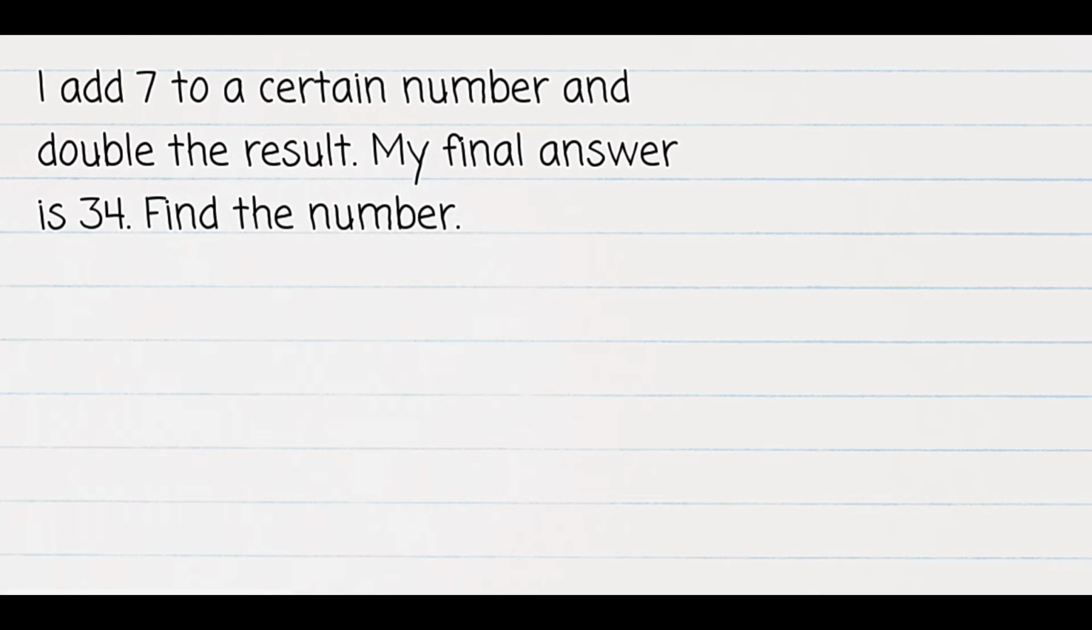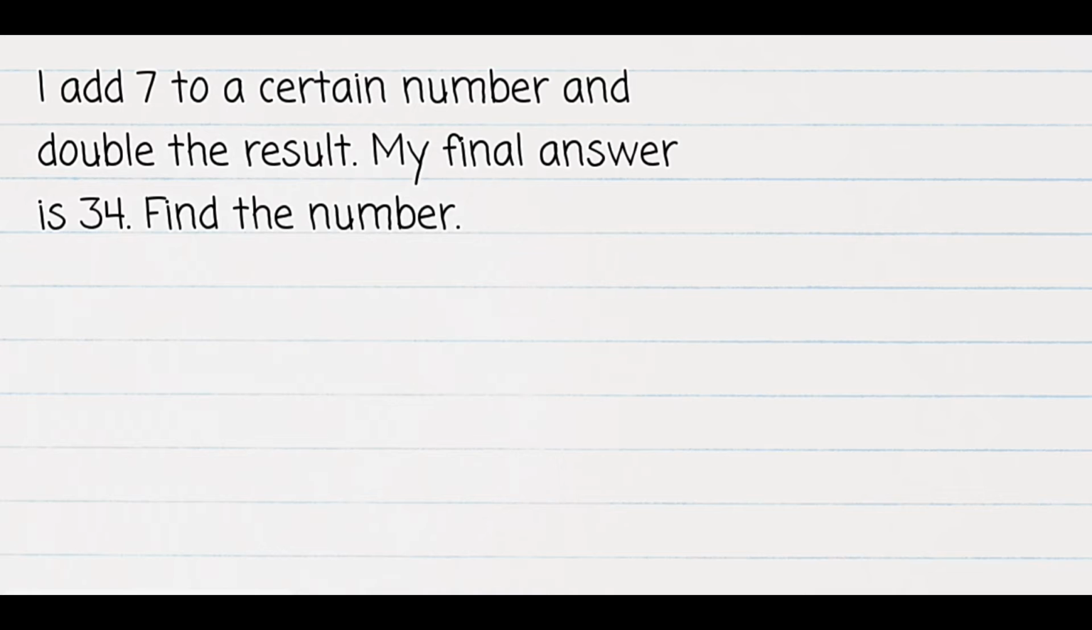I add 7 to a certain number and double the results. My final answer is 34. Find the number. Now 7 is added to a certain number and the result is doubled.